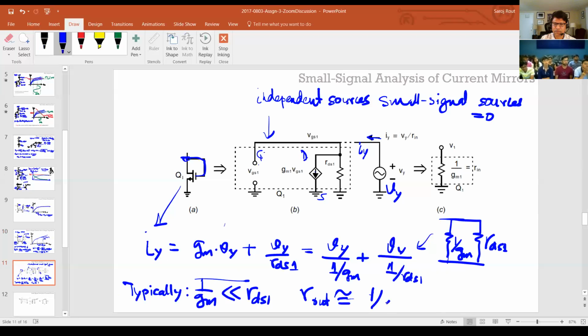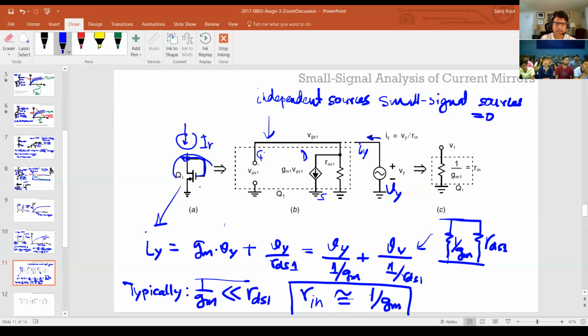So this is 1 over Gm. Actually, I'm sorry, I shouldn't say R out. This is R in. Because as I said, you are trying to create a current source, and this is your ammeter, right? This is measuring the current going in. So this is usually your I reference going in.